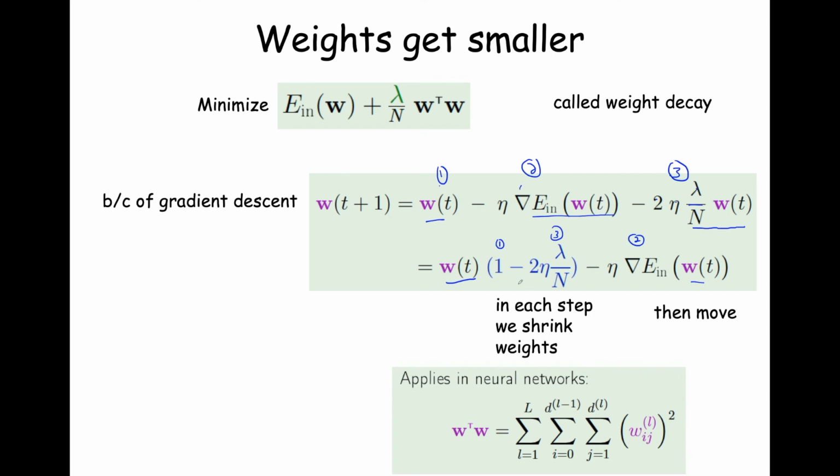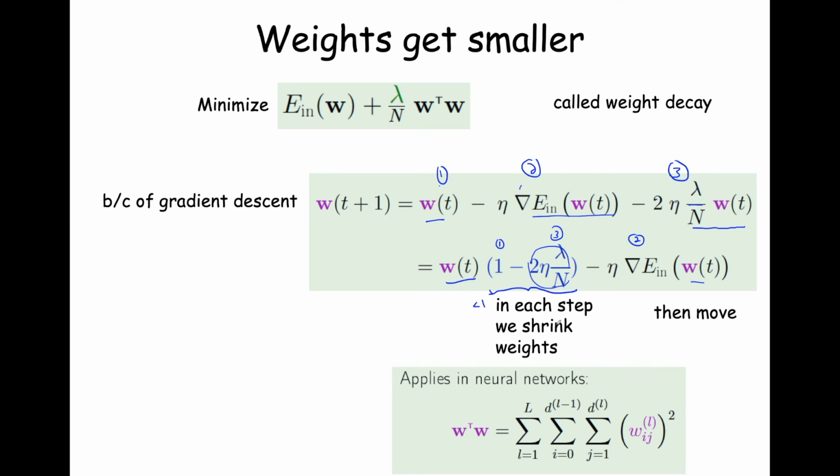So if we do that, we pay attention to this step. Essentially what it does is it shrinks the weights. It moves the weight, then it shrinks the weight, and then it moves it. If you subtract this value from 1, that's going to be a value less than 1. And if you multiply a value less than 1 times that weight, it's going to end up making the weight smaller and smaller and smaller.